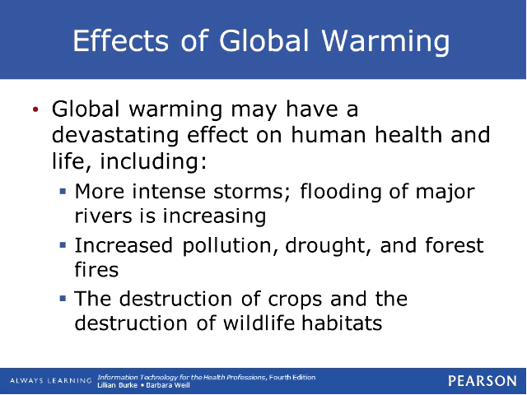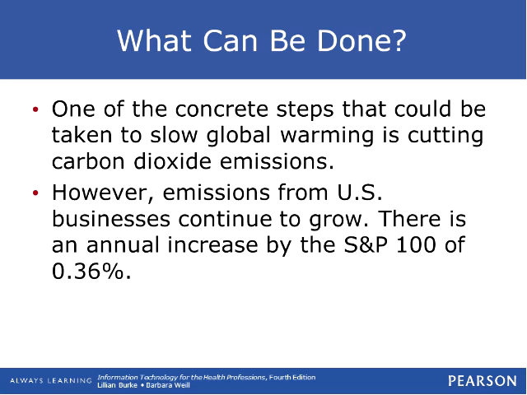Global warming may have a devastating effect on human health and life, including more intense storms, which we're already seeing. Flooding of major rivers is increasing. We see that. Increased pollution, drought, and forest fires. We're seeing that. The destruction of crops and the destruction of wildlife habitats based on this global warming. So this is going to cause a lower food resource, less food, increased pollution, drought, forest fires, and onward.